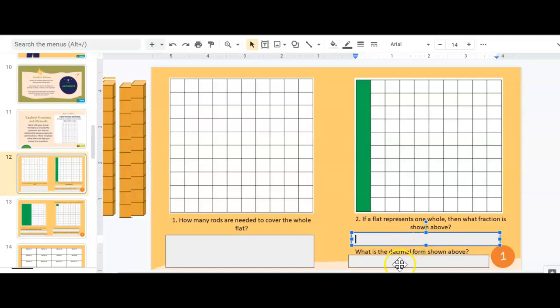And right here, what do you think the decimal form is for this shown above? What is the decimal form? Remember, that's going to have a decimal in it.